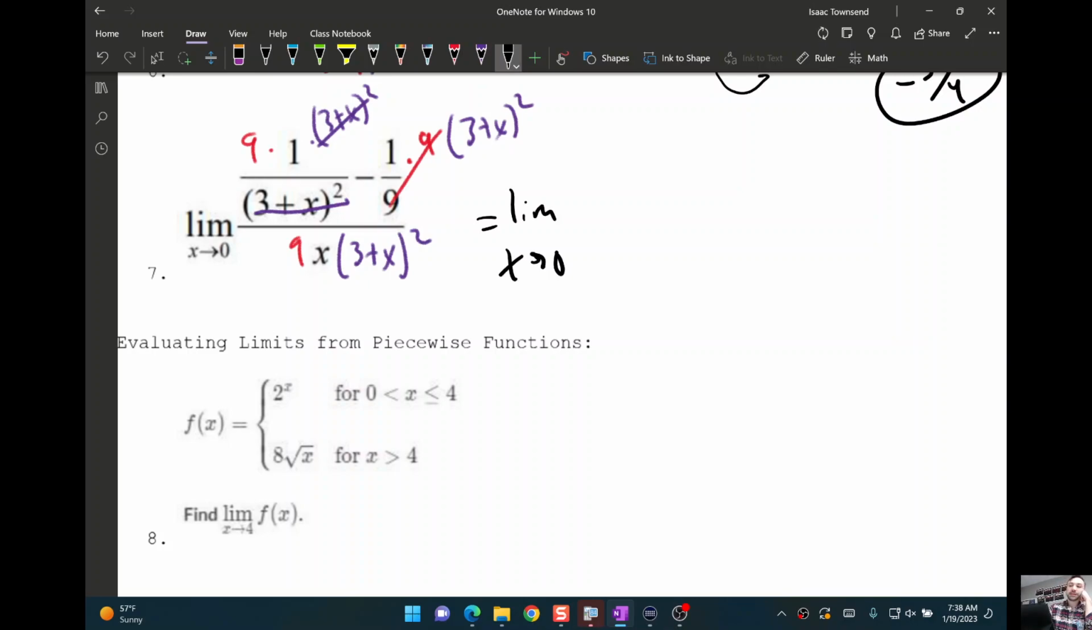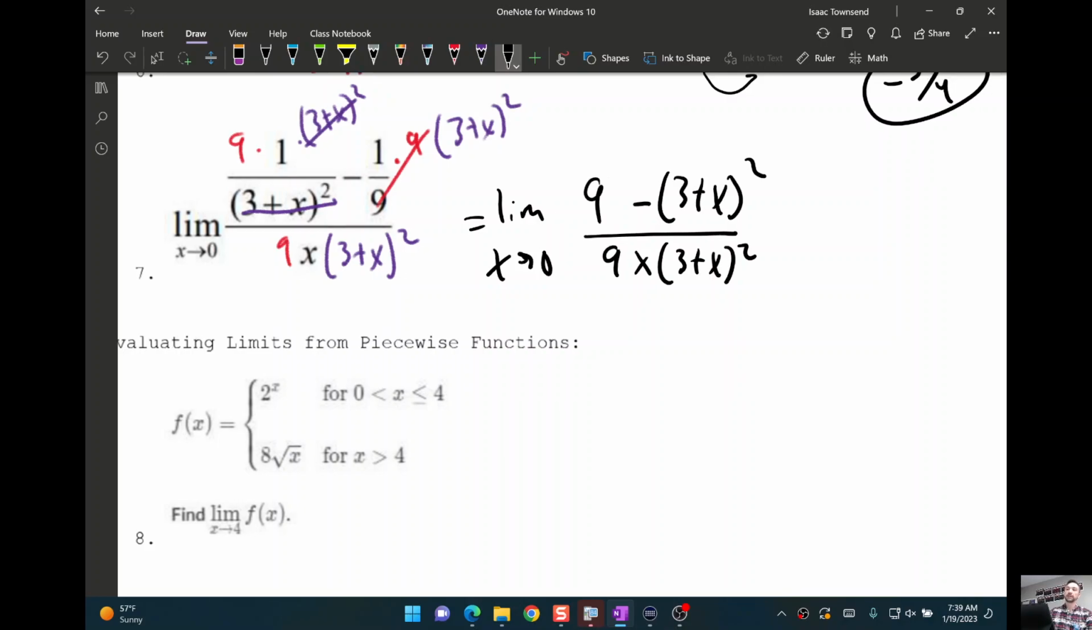So over here, these two canceled and left a 9 times 1. Over here, these two cancel and you were left with a minus 3 plus x all squared. And down here, you had nothing cancel out. So you had the x that you started with, the 9 that you multiplied everything by, and the 3 plus x squared that you multiplied everything by. So if that step is not correct, then you did not deal with the complex fraction correctly.